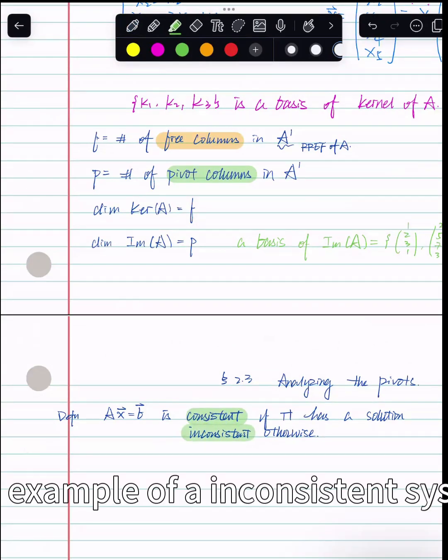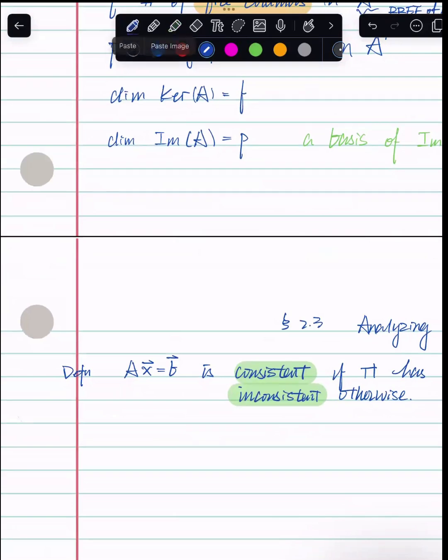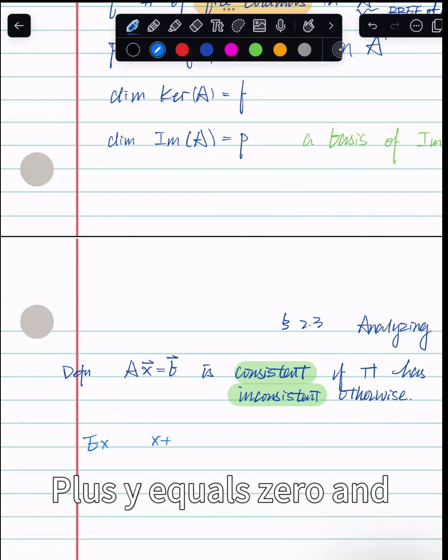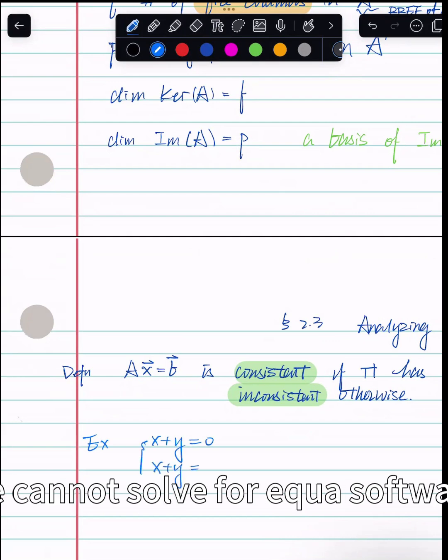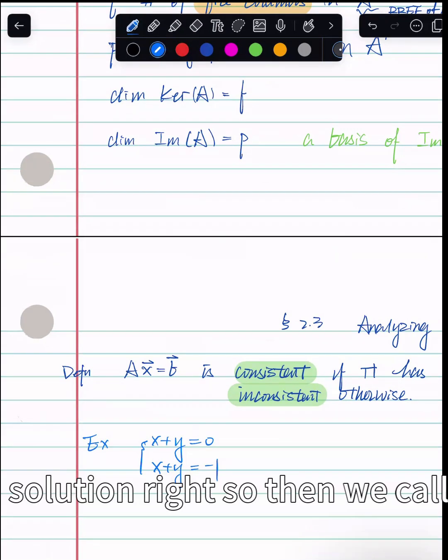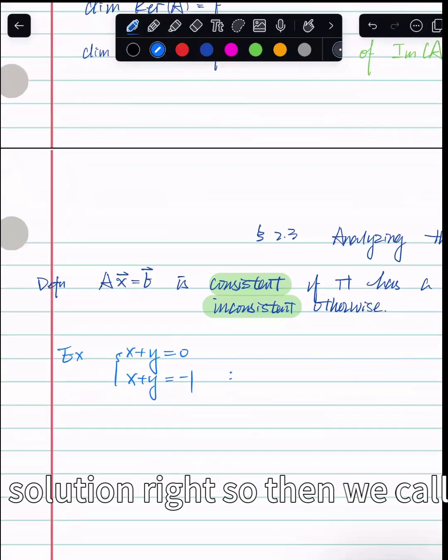So one example of an inconsistent system is when I have x plus y equals 0, and I have x plus y equals -1. So we cannot solve for x or y with these two equations. So basically, no solution, right? So then we call it inconsistent.